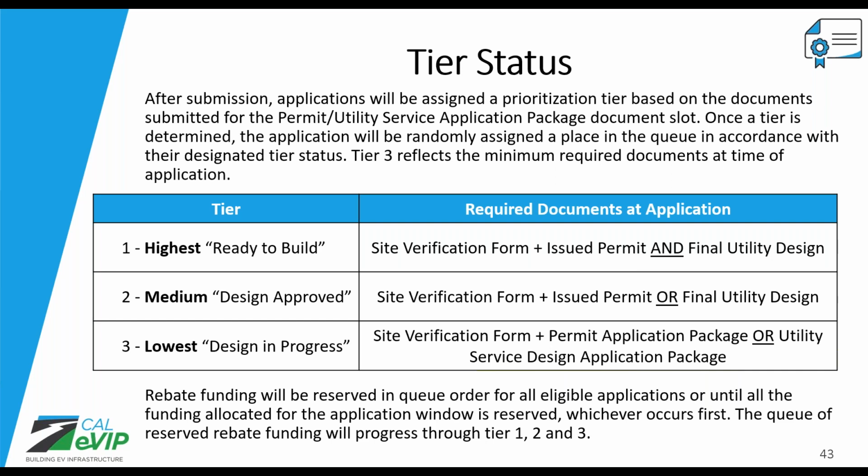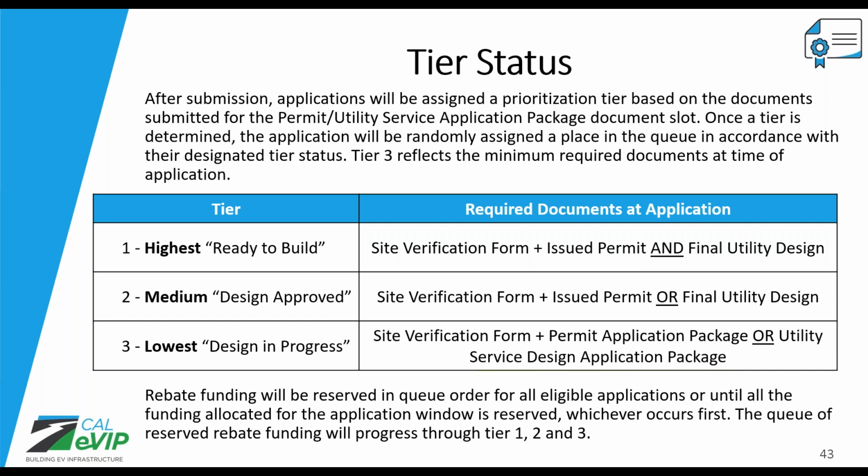Let's jump down now to look at this table. We'll start at the bottom, tier 3, which we're calling the design in progress tier. A tier 3 application requires the submission of a site verification form and a permit application package or utility service design application package. Because these are the 2 required documents at the time of application, every single application will start as a tier 3 application. Again, tier 3 reflects the minimum required documents at the time of application.